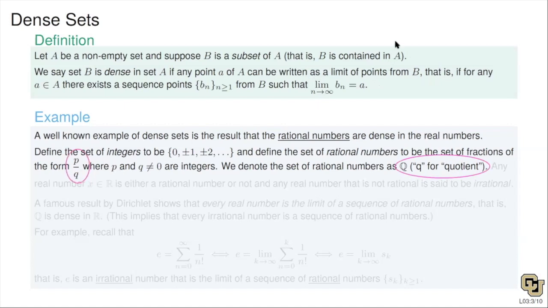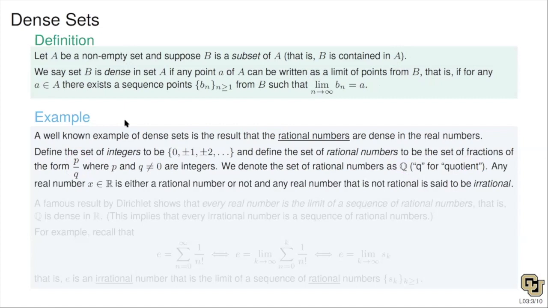So now what we're saying with this density result, and this is a famous result proved by Dirichlet, is that any real number, so the real numbers are basically made up of rational numbers and numbers that are not rational numbers, okay? Numbers that are not rational are called irrational.